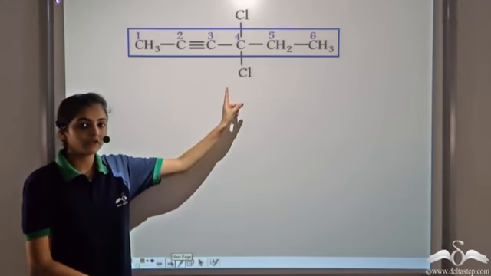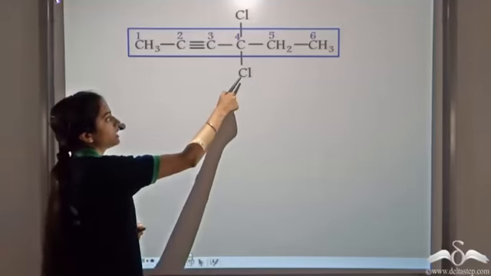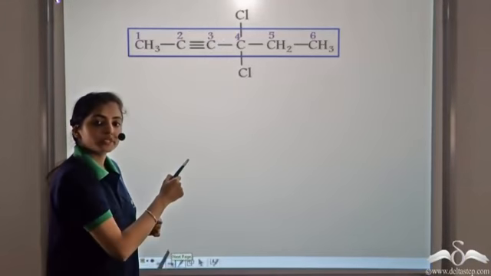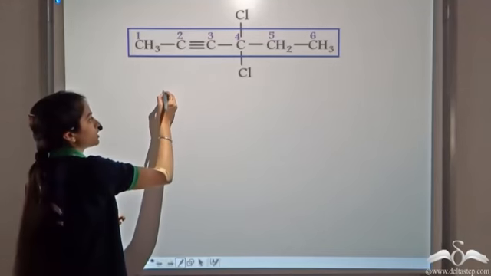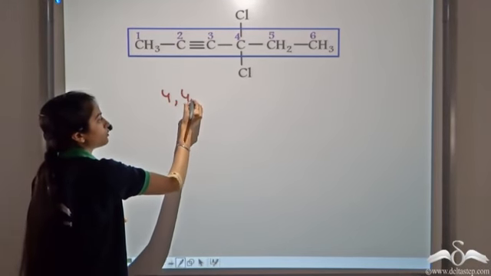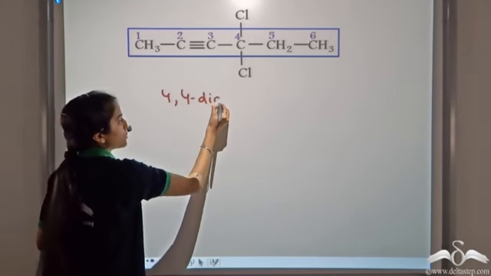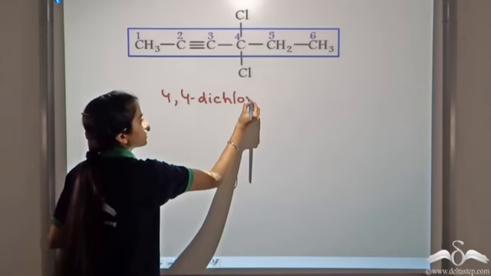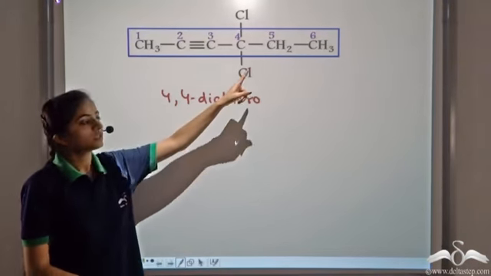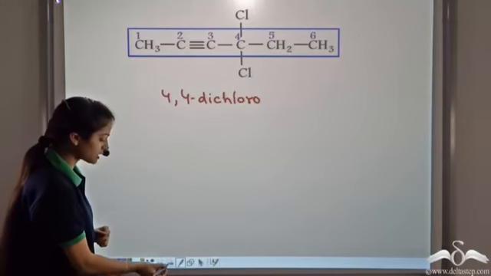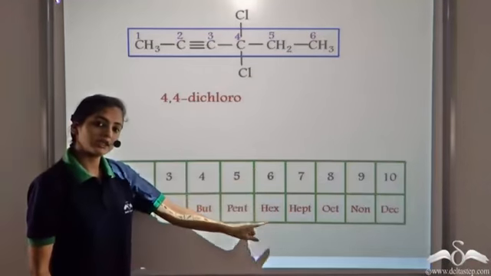Now we have to give the prefix to this organic compound. We have the 2 chloro groups as the substituents. Both are present at position number 4. So we get 4,4-dichloro. This is the prefix followed by the word root. There are 6 carbon atoms in the longest carbon chain. 6 means hex.